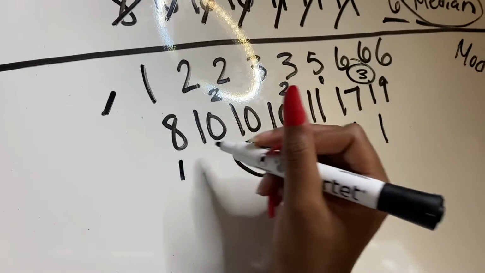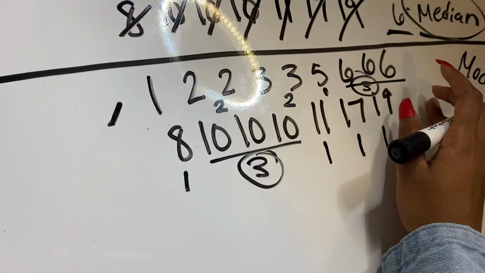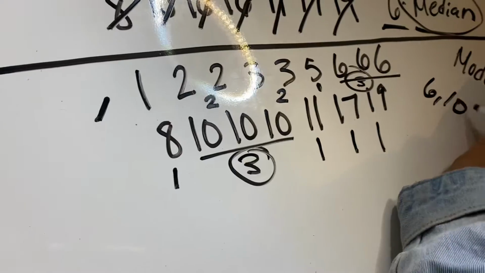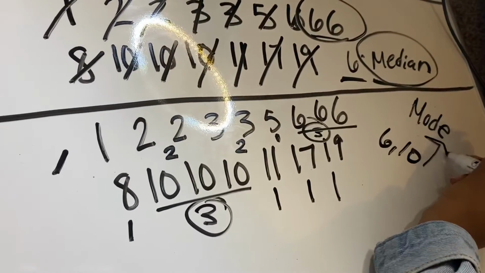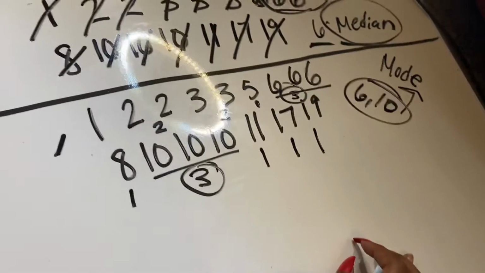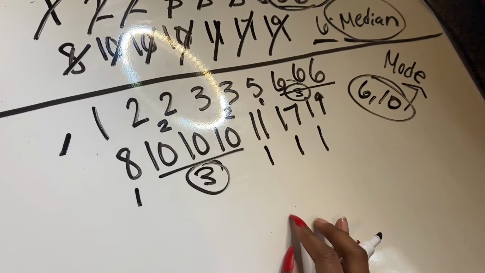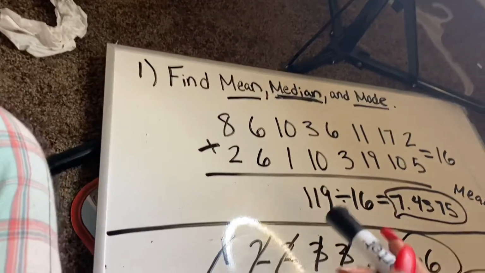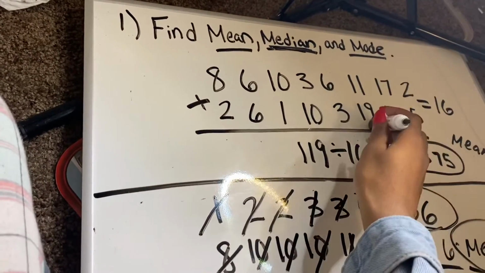And since I have 10 and 6, it's 3 times in this data set, and that means 6 and 10 will be my mode. And yes, you can have more than one mode sometimes. Depends on whatever data set you have. And that is how you find the mean, the median, and the mode.